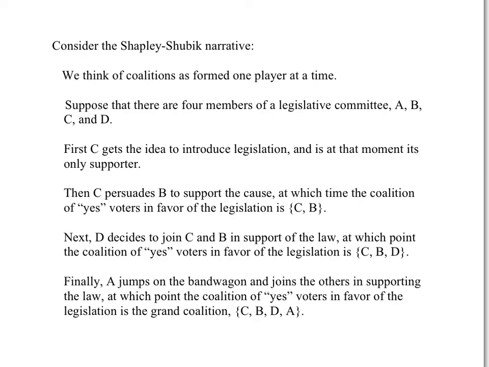Then C persuades B to join in, to support the cause. As of now, the coalition of yes voters, the members of the committee voting yes, consists of C and B. Next, D decides to join in. So C and B are yes voters, and they persuade D to join in, and now C, B, and D are the collection of yes voters. And finally, A joins in and says, okay, I'll vote with the rest of you. And as of now, you've got everybody, C, B, D, and A, all of them, voting yes.